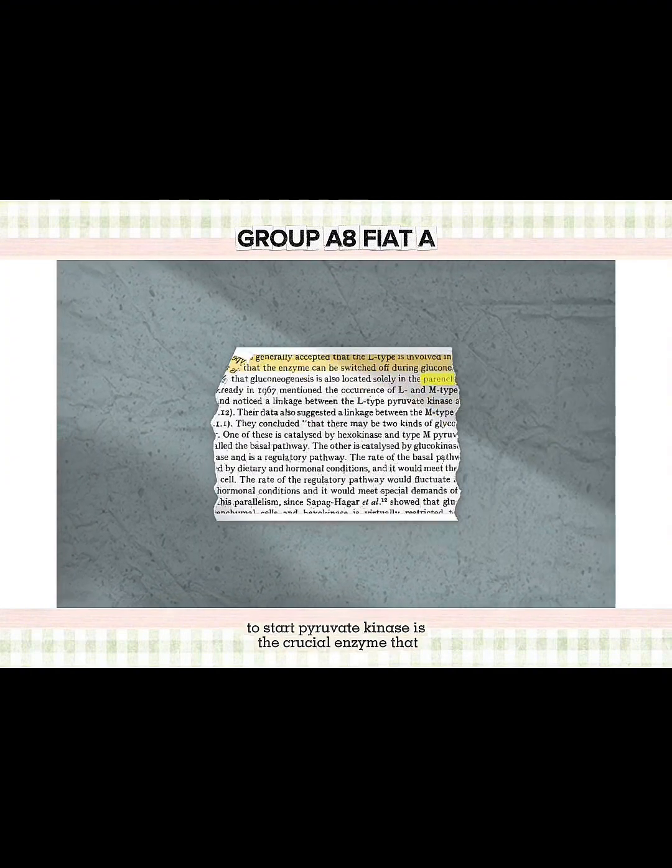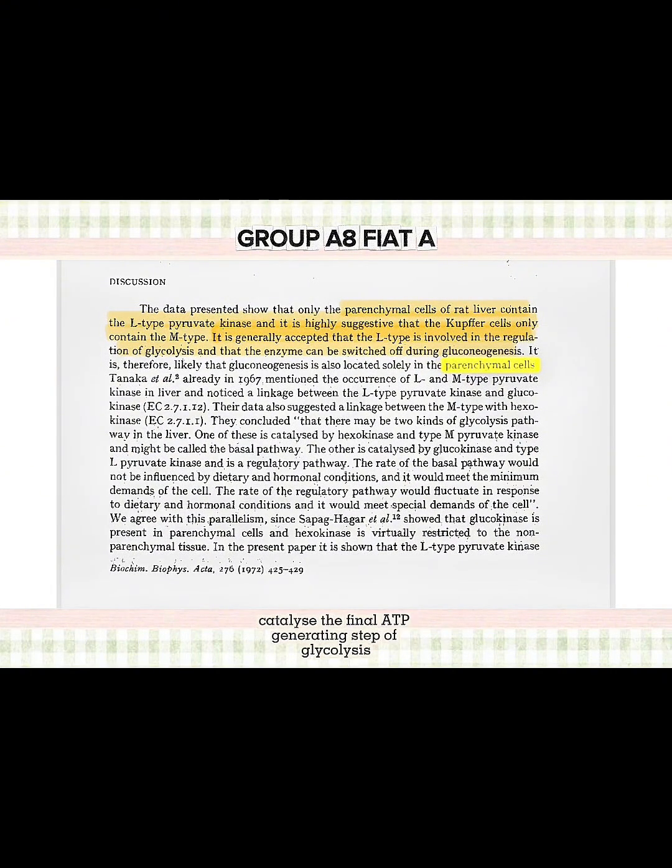To start, pyruvate kinase is the crucial enzyme that catalyzes the final ATP-generating step of glycolysis, converting phosphoenolpyruvate and ADP into pyruvate and ATP. Every mammalian tissue contains a specific isoform of this enzyme.